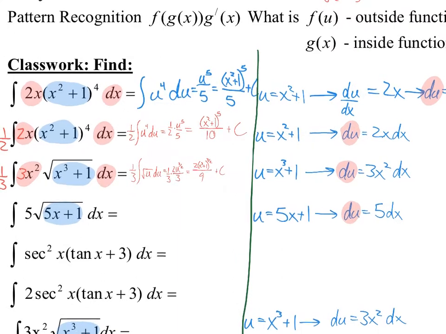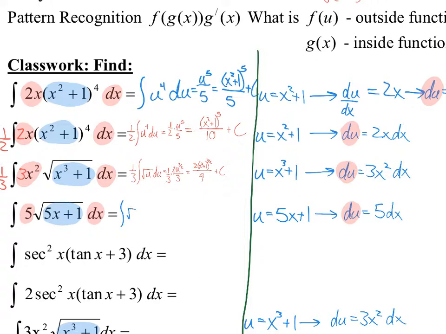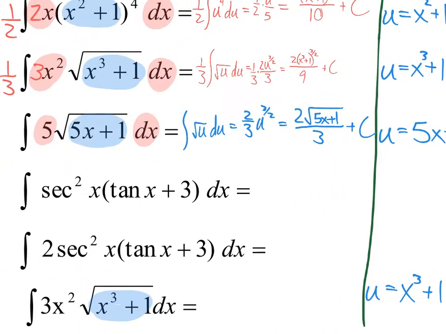Okay? Here we have 5 dx, so there, 5 dx is our du. So this one we don't need to multiply by anything. It's just the integral of the square root of u du, which again is 2/3 u to the 3/2. So 2 radical 5x plus 1 over 3 plus c.